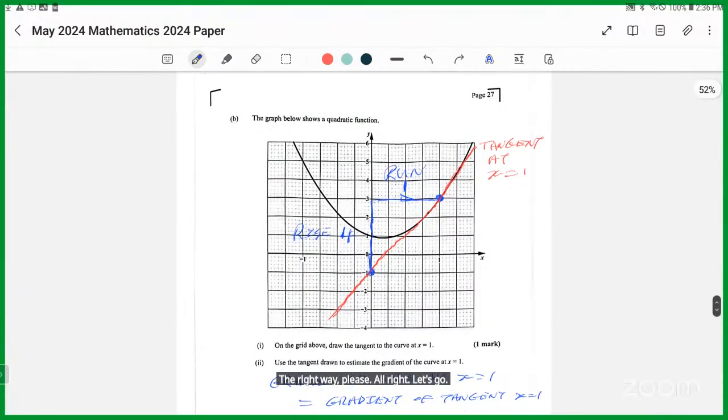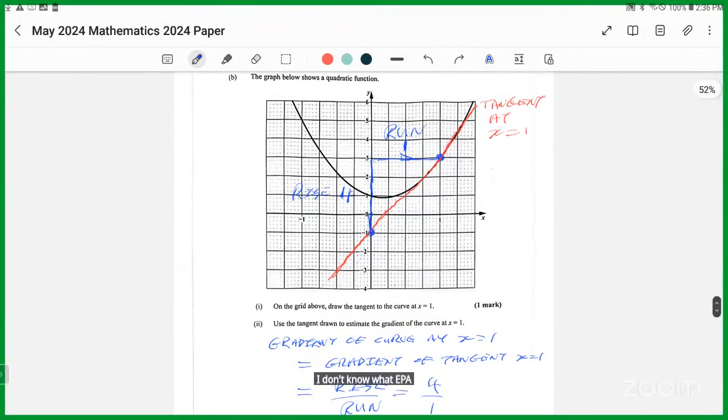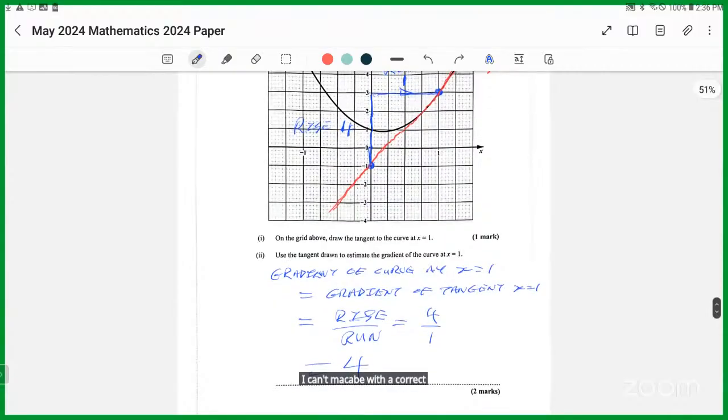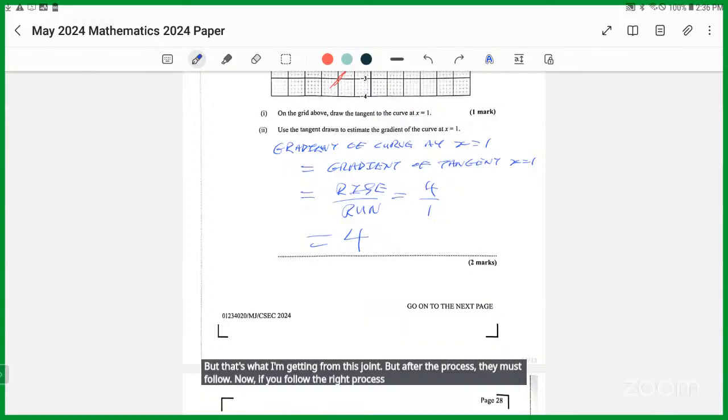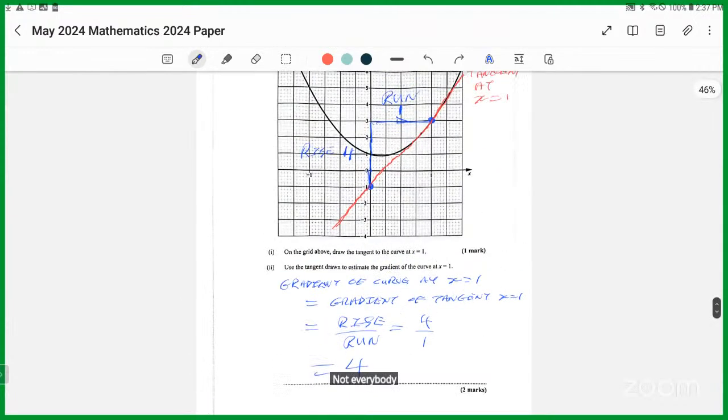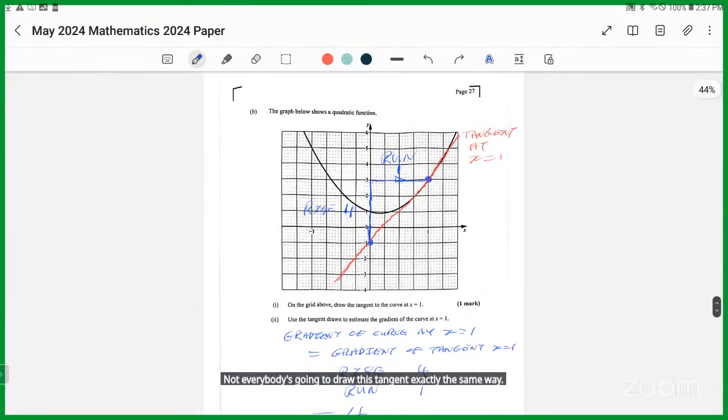I don't know the equation, of course. I can't calculate the exact answer, but that's what I'm getting from this drawing. But that is the process you must follow. Now, if you follow the right process and draw your tangent a little bit lean and it causes you to get a different answer, you will still get the marks. Not everybody is going to draw this red line the same way. The examiners just want to see that you're following the right process.